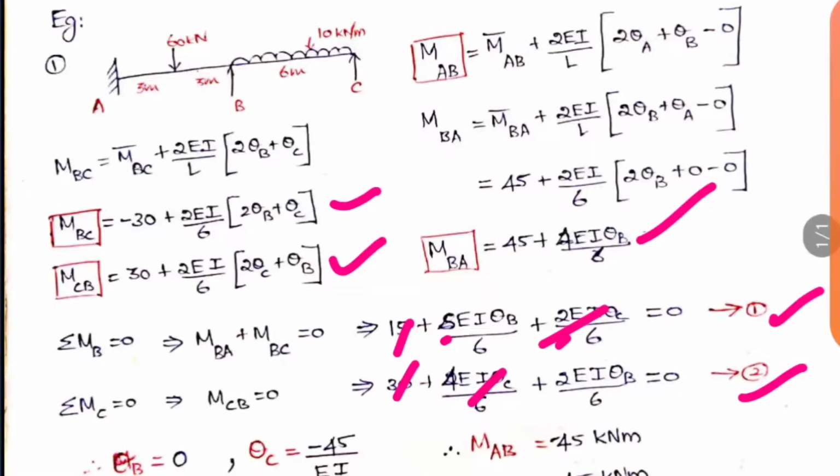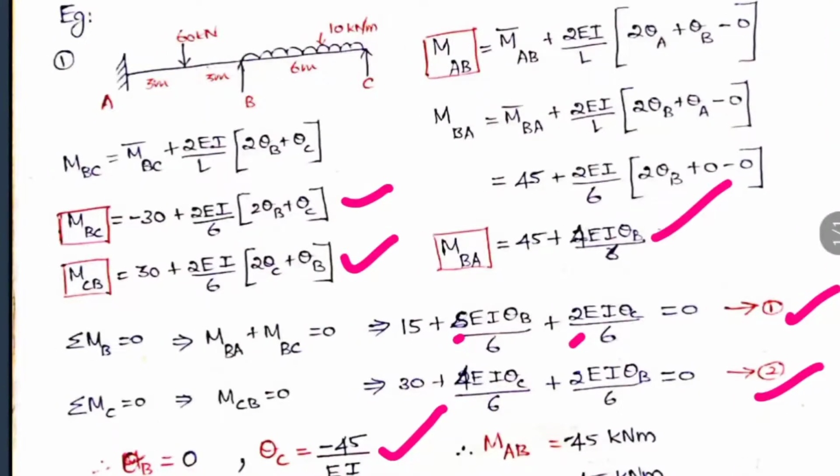Whatever you do, theta B will be 0 only, because we are having just one term. So when you equate it to 0, theta B will be 0. So we are getting theta B is equal to 0. Now you can apply theta B equal to 0 in any one of the equations. You can take equation number 1. When you apply it here, theta B will become 0. So 2 EI theta C by 6 is equal to minus 15. So minus 15 into 6 by 2 EI, you will be getting minus 45 by EI. So this will be your theta C value.